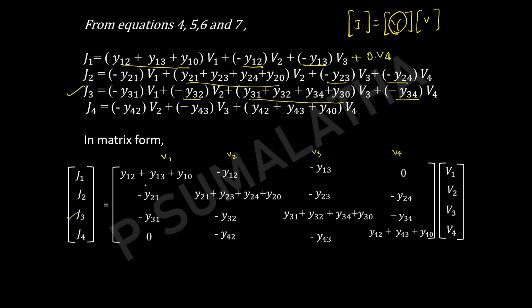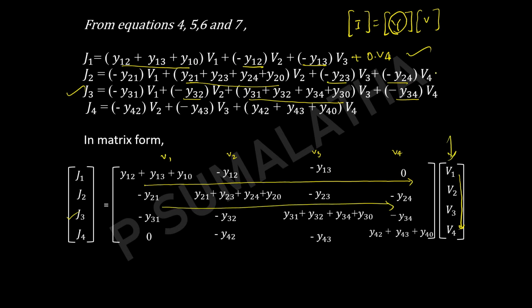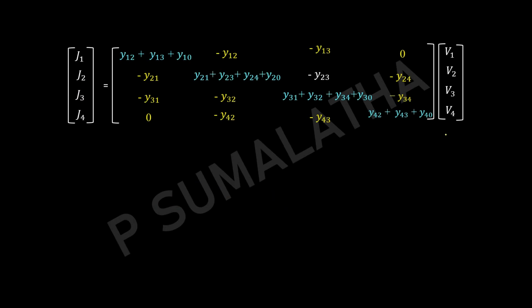If you multiply this row with this column, you will get the first equation. Like that, the second row and the first column give the second equation. So you can get back all these network equations if you do the matrix multiplication of these two matrices. This is the matrix representation that we have given for the network equations. This matrix is called the bus admittance matrix.